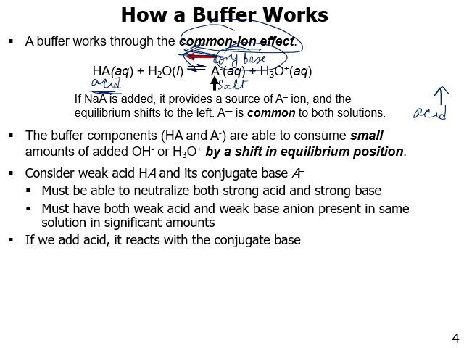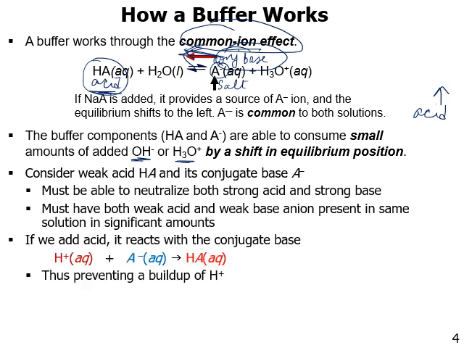The buffer components are able to consume small amounts of base, which is OH ion, or acid by shifting the equilibrium position. If you add acid from outside, the base will react with it. If you add base from outside, the acid that is present is going to react with that base and nullify the effect of that base, and that's why the pH would not change much. It definitely changes slightly if you're adding a lot of strong acid or base, but it will still try to resist the change in pH as long as it can.